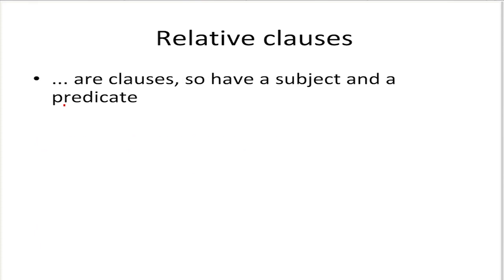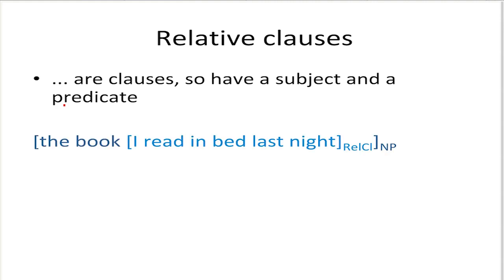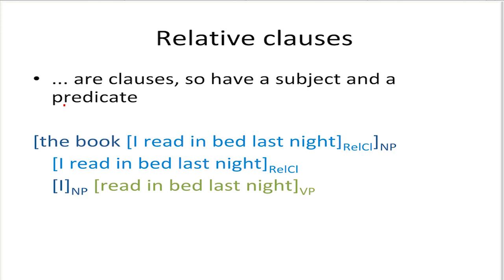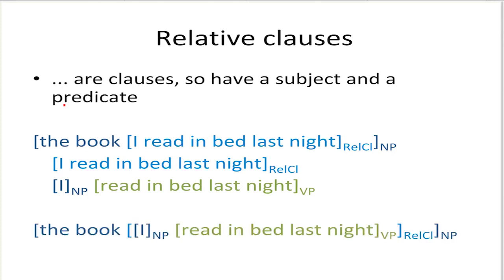Since relative clauses are clauses, they can be analysed just like any other clause. Remember that all clauses have a subject and a predicate. So, for example, in the noun phrase, the book I read in bed last night, the relative clause is I read in bed last night. We can break this relative clause down into a subject and a predicate, like this. I is the subject, read in bed last night is the predicate. Which means that the whole noun phrase actually looks like this.